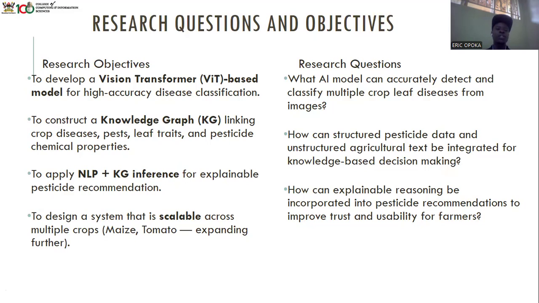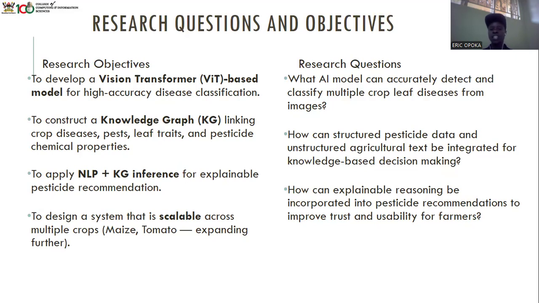So in this case, our research objectives: develop a vision transformer-based model for high accuracy disease classification. So in this case, we have to train our system on the vision transformer model. So the vision transformer detects the disease with high accuracy. Next, we have to construct a knowledge graph linking the 4 different nodes we shall use in the system, which are the crop diseases, pest, leaf traits, and pesticide, and the chemical properties also using the knowledge graph.